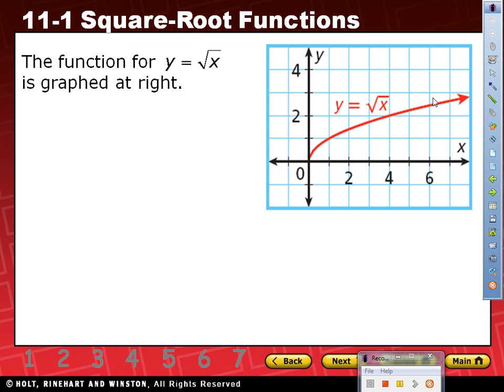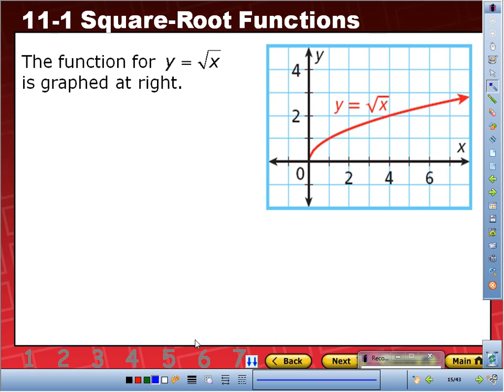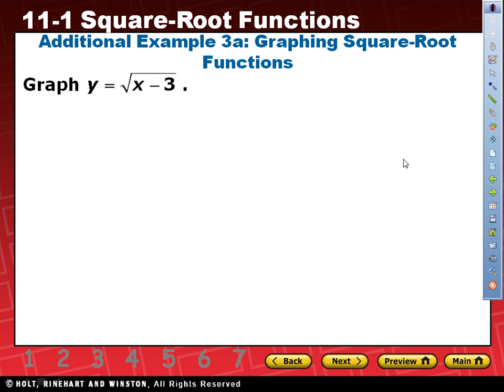It has to curve. Because some of you are going to want to do something like this. Watch. You're going to start getting points, and it's going to look more like a straight line. No, we're not in linear functions anymore. We are in radical or square root functions. That's why it has to be a curve. So with that said, copy this down, please.